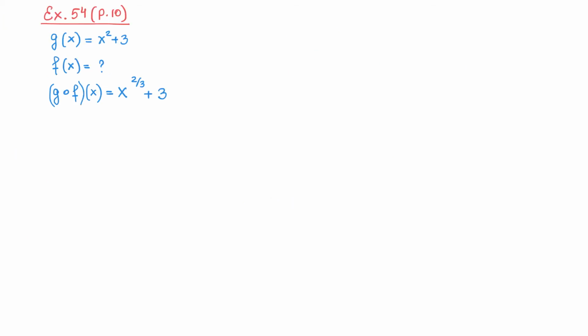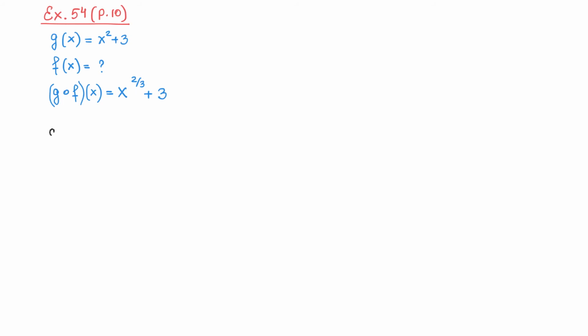On exercise 54 on page 10, we are given that g of x equals x squared plus 3. The composition of g and a function f equals x to the power of 2 over 3 plus 3. We have to find the function f of x. So again, what we have here, we have two functions. One of them is unknown, but the composition of them is x to the power of 2 over 3 plus 3. And as you see here, g is first and then f. So g is the main function and f is the domain of g.